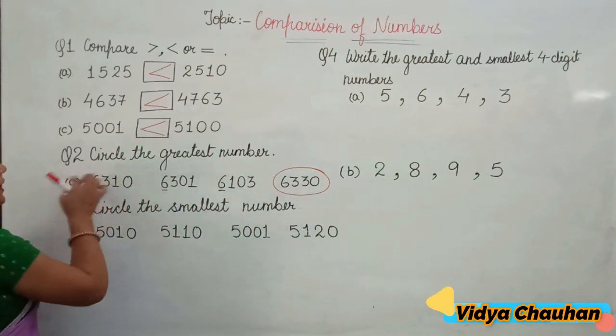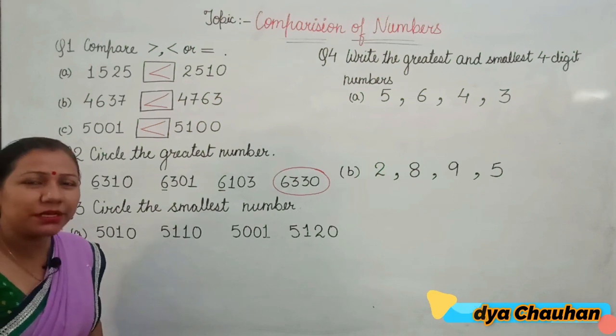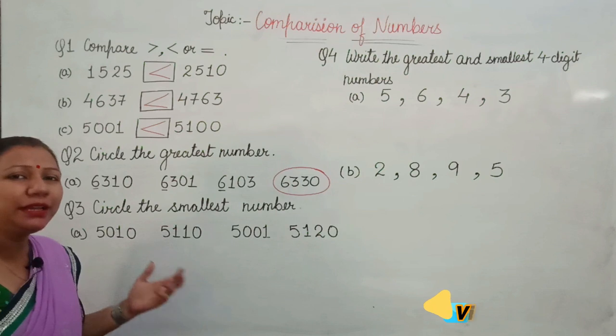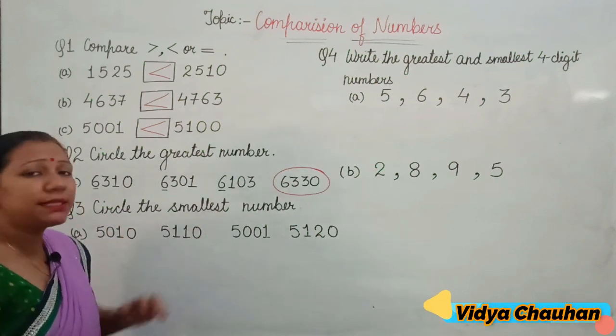6330 is the greatest number among all these four given numbers. So this is how you can compare the numbers and find the greatest number. Let us now, in the next question, circle the smallest number.